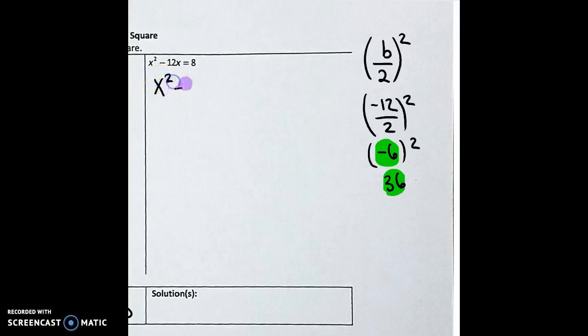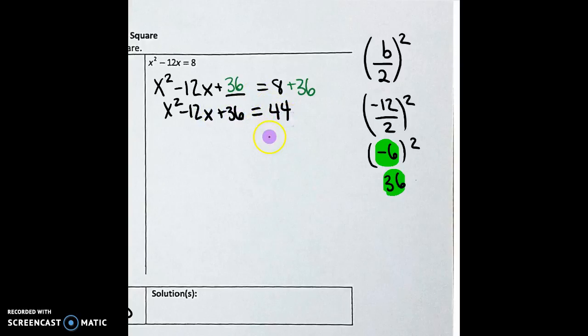I'm just going to rewrite the equation here with some extra room. Now our desired c value is 36, so I'm going to go ahead and add 36 to both sides. That means I'm going to have x squared minus 12x plus 36, and that equals 44. Now, remember this negative 6, that's going to show up somewhere too. That's going to show up in your next line.